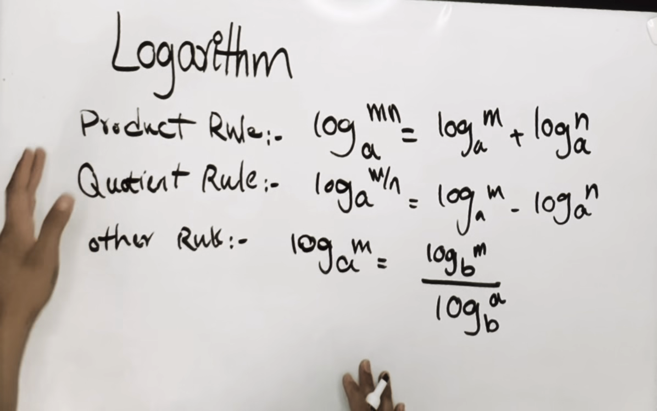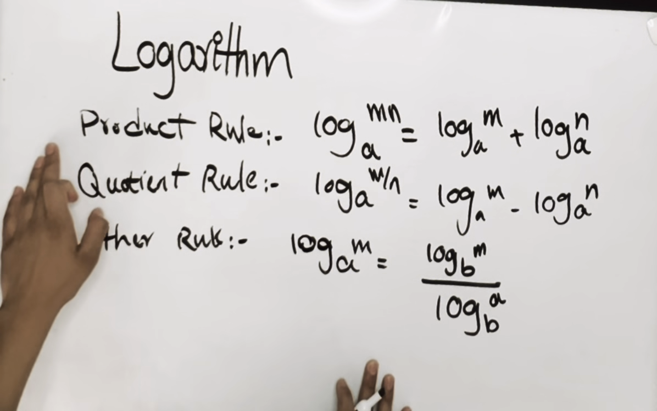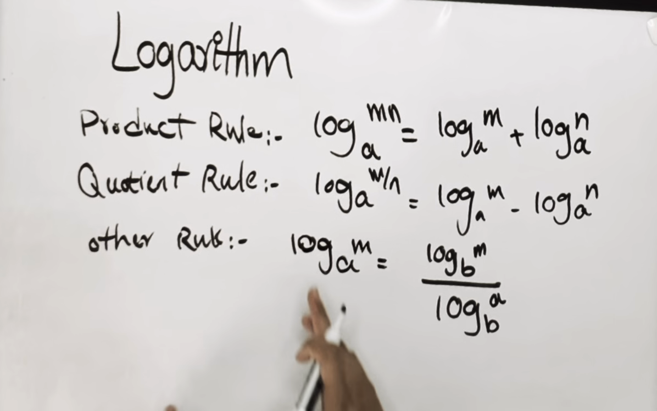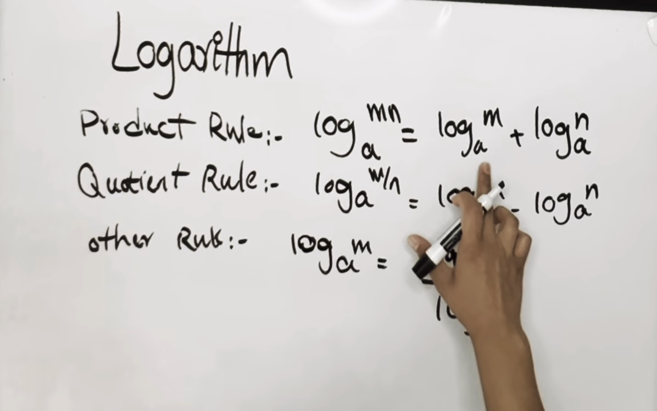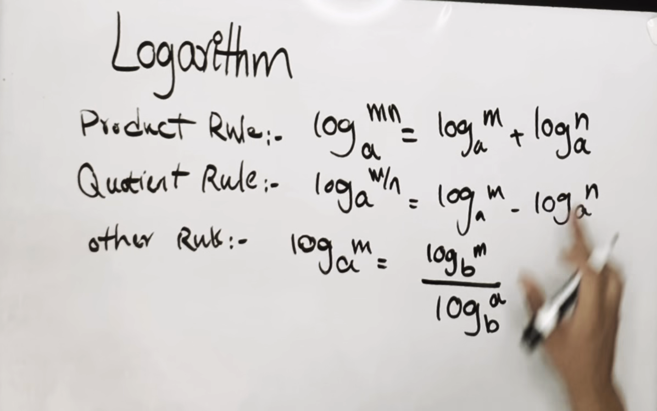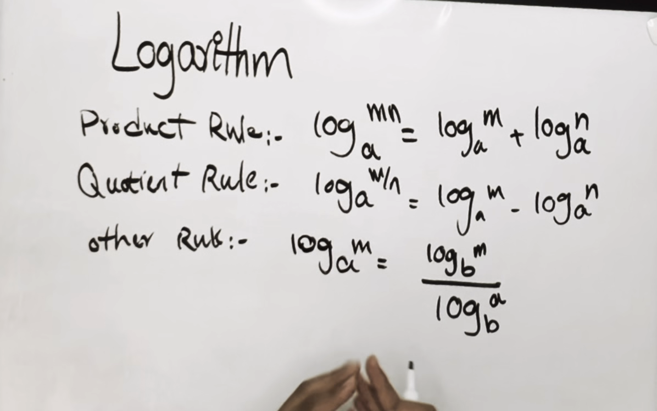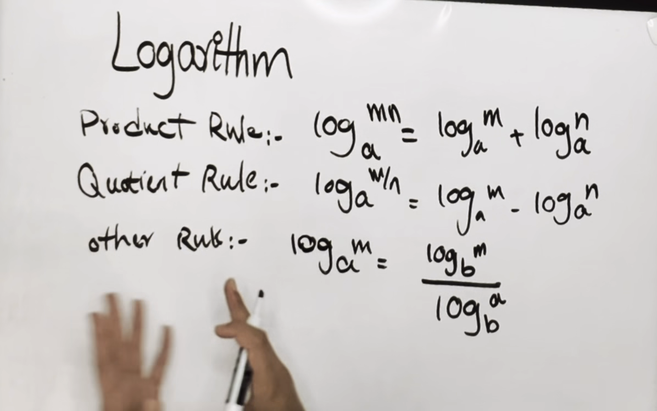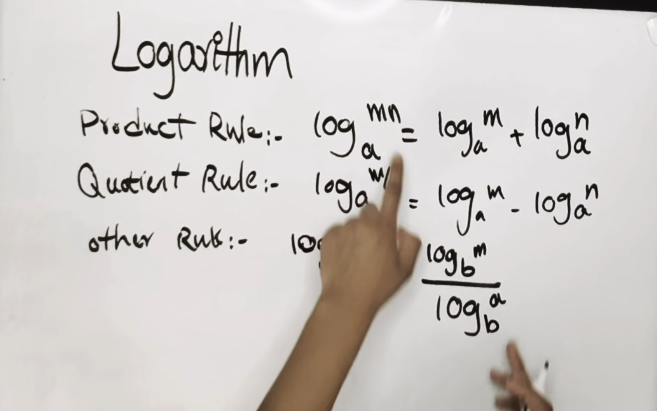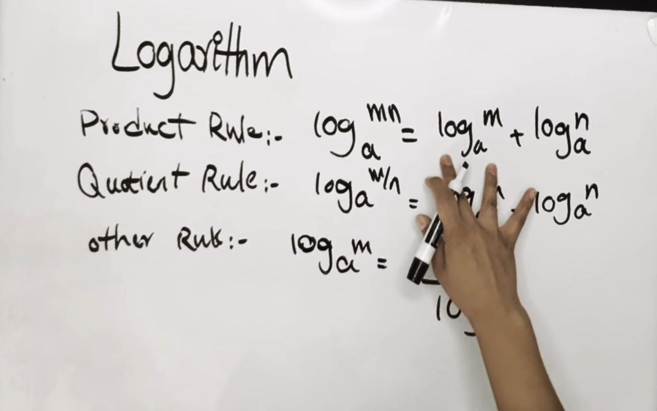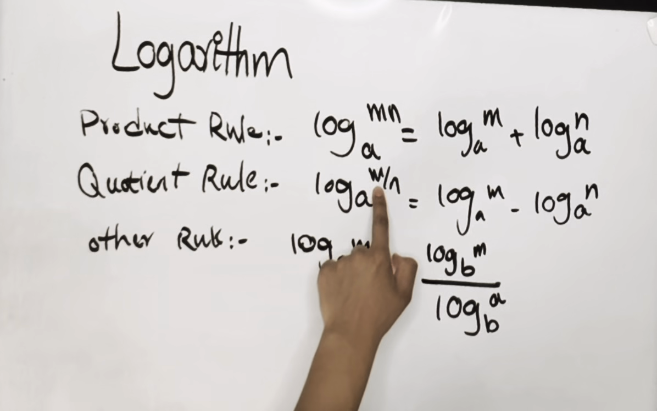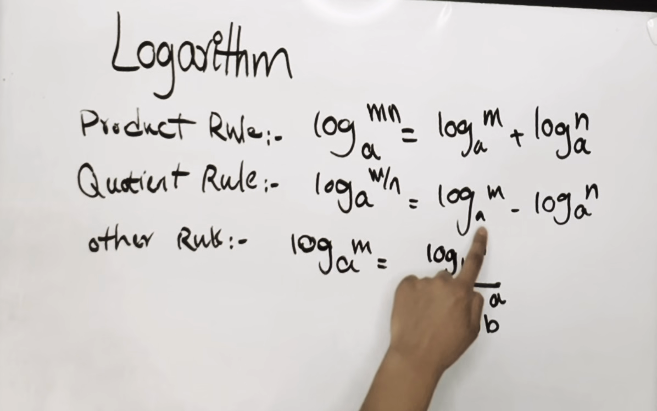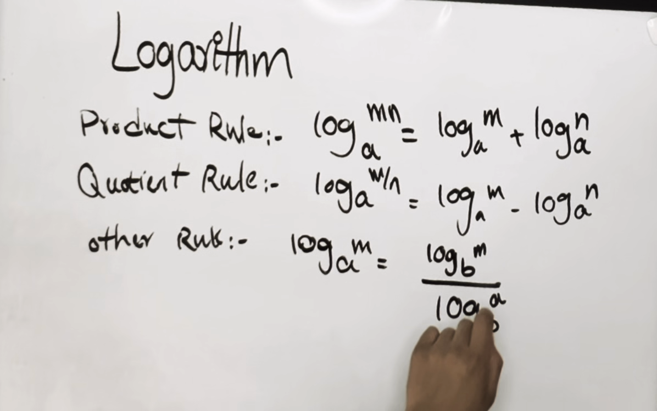Okay, here are some rules about logarithms. The first one is the product rule, which says that log base a of m times n is equal to log base a of m plus log base a of n. As you can see, since these two are multiplying, when we use this rule, the product becomes a plus sign and we split both of them up. The quotient rule is log base a of m divided by n is equal to log base a of m minus log base a of n.